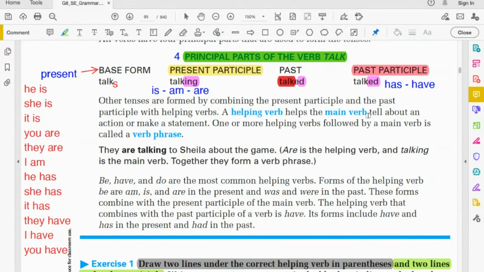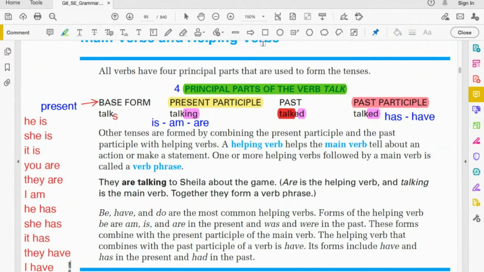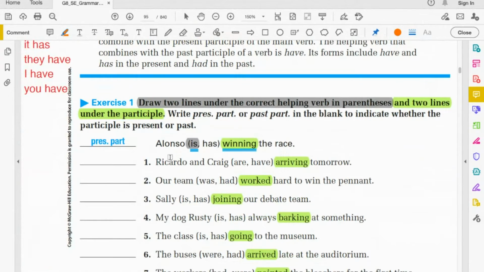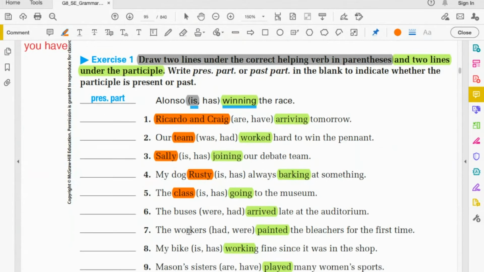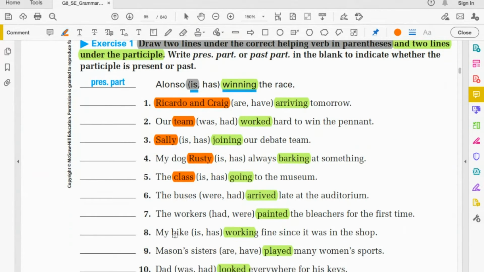So how do I know if I choose is, am, are, has, or have? How do I know that? Ricardo and Craig. Team. Sally. Rusty. Class. Find the other subjects.